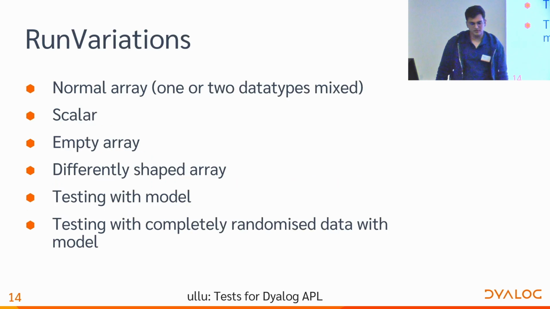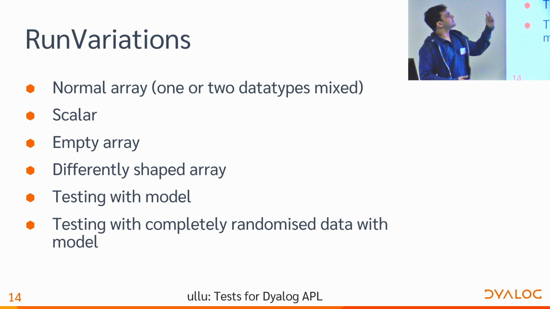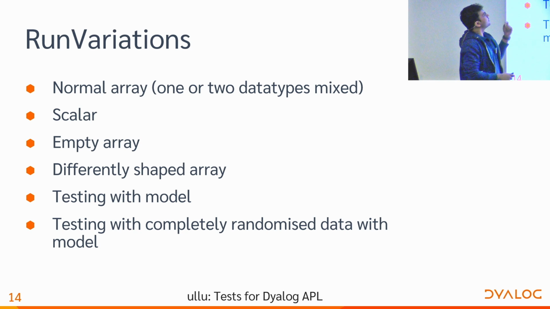Then we have run variations. Run variations works a little differently than assert, and it uses assert under all of these headings. It starts with a normal array that I described. This can be of one or two data types mixed. Then after that, we take out a scalar component from that array. This is a randomized scalar component from that array, and we test on that.